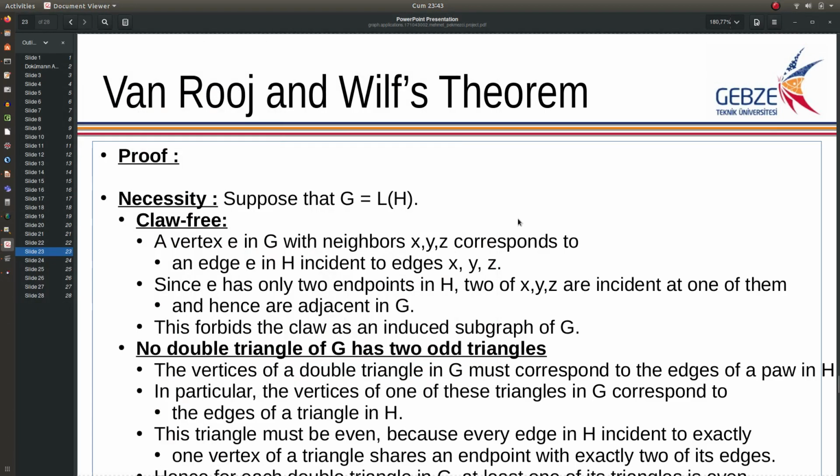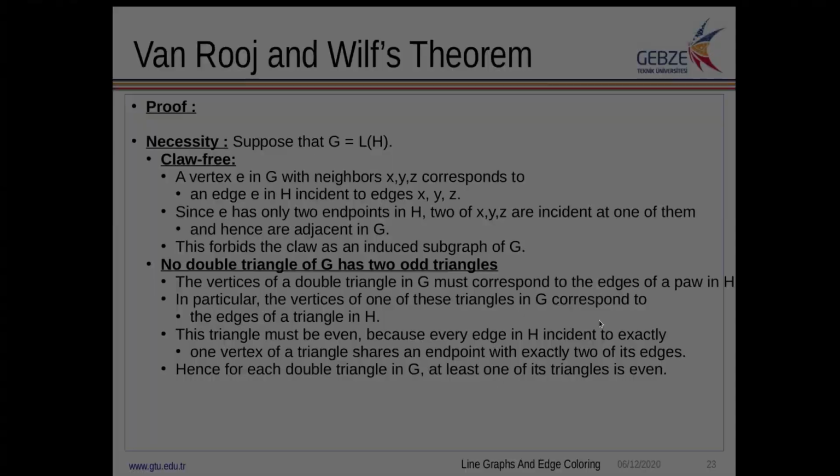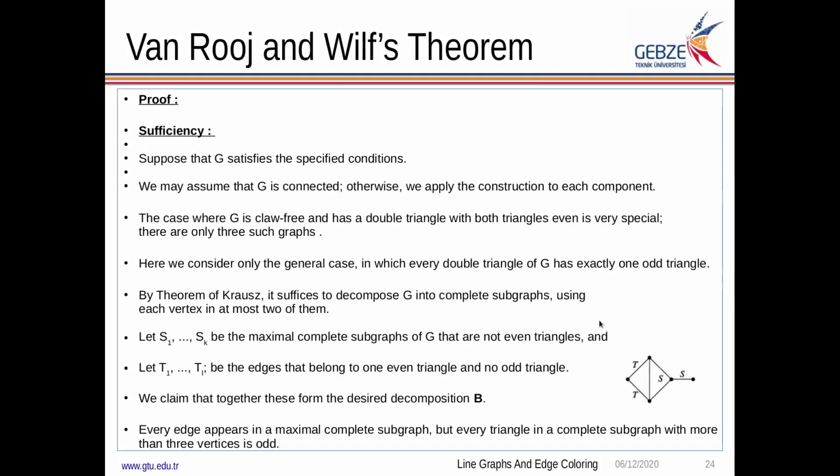Okay, now we continue. Hence, for each double triangle in G, at least one of its triangles is even. Okay. For sufficiency, suppose G satisfies the specified conditions. We may assume that G is connected, otherwise we apply the construction to each component.